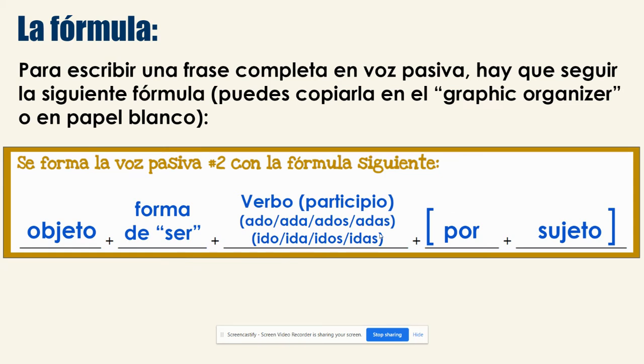Then you're going to use your verbo in the participio form, which is your ado ido, but your ending will actually change, and we'll show you some examples of that later. And then at the end, if you want to say by the subject, by my parents, in the example we just saw, you can add that, but you'll notice the big brackets because that part is optional. If you're doing voz pasiva correctly, then the por part should be optional because that's not the point of the sentence.